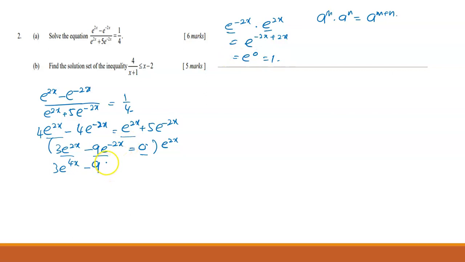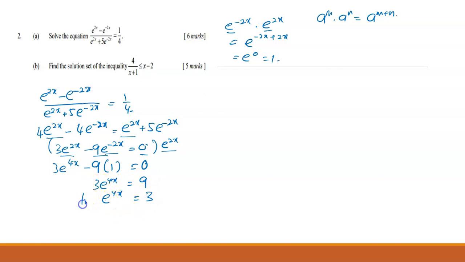So negative 2x plus 2x equal to e to the power of 0, or equal to 1. So between this and this, it's going to give you 1. And of course, 0 multiplied with any number is going to give you 0 here. So 3e^(4x) equal to 9. e^(4x) equal to 9 divided by 3 equal to 3.